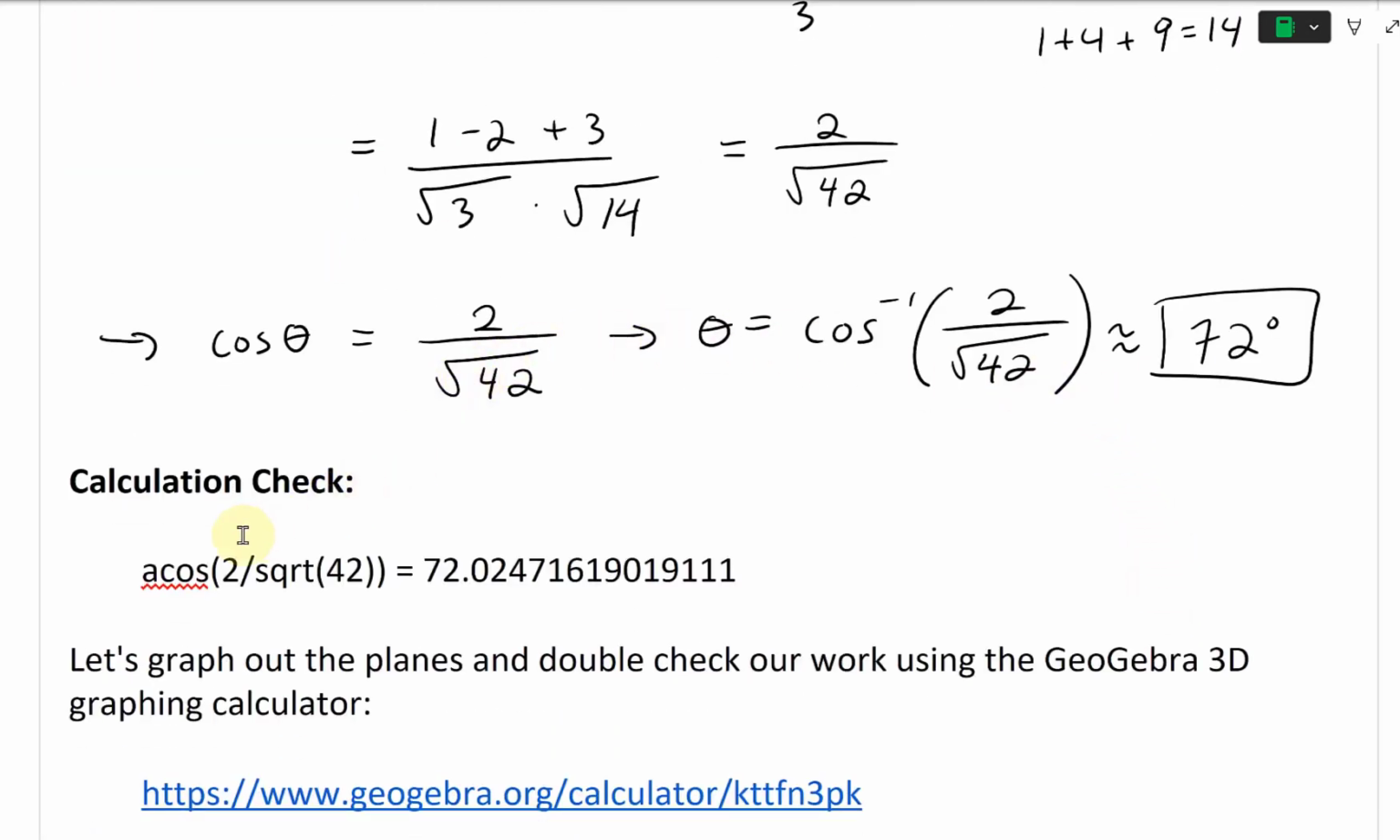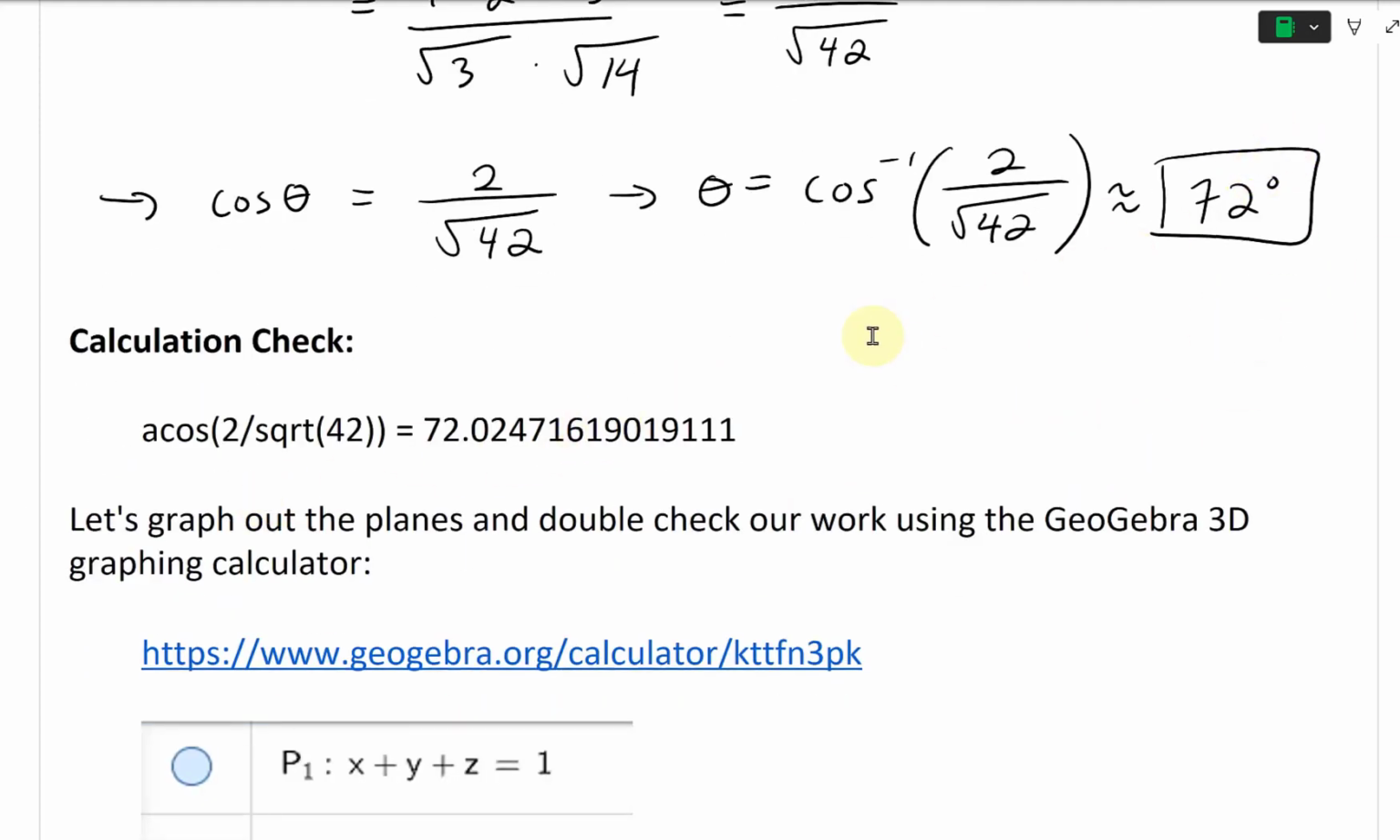And now we could do a calculation check. We could write arc cosine, or inverse cosine, of 2 divided by square root 42, using my built-in OneNote calculator. So we go equals space and it automatically calculates it. So 72.02, etc. So yes, it rounds down to 72 degrees.